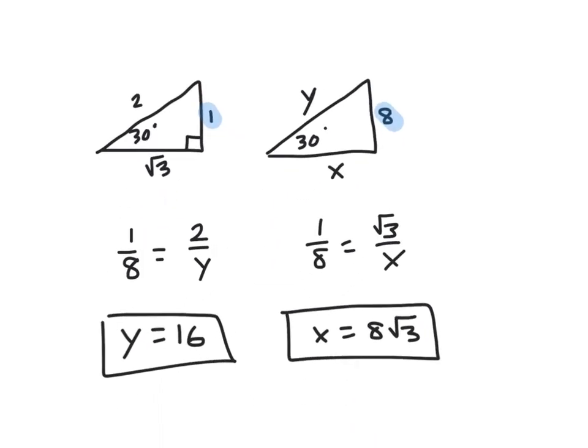Okay, so here is the picture from the problem. So I drew a 30, 60, 90 to match. Remember, the 1 is always across from the 30. So we have 1, 2, square root of 3. So the 1 goes with the 8, the 2 goes with y, and root 3 goes with x. So I say 1 over 8 equals 2 over y, and 1 over 8 equals root 3 over x. So you get y equals 16, and x equals 8 times the square root of 3.